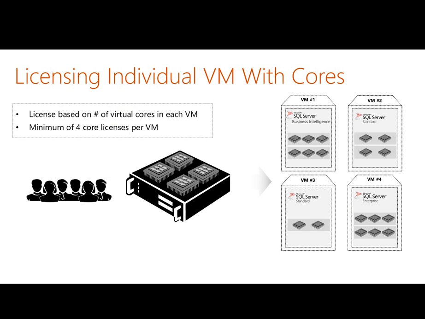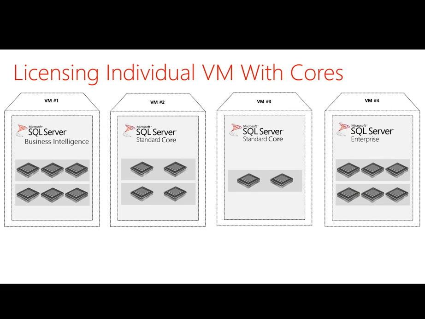So let's do a quiz. In this example, the customer has one physical server with 4 processors, and each processor has 6 cores. And then they have 6 users. And then the customer created 4 virtual machines. In virtual machine 1, you have SQL Server Business Intelligence with 6 cores. Virtual machine 2, you have SQL Server Standard Core, it means it's licensed per core, with 4 cores. Virtual machine 3, we have SQL Server Standard Core for 2 cores. And VM4, you have Enterprise Edition of 6 cores.